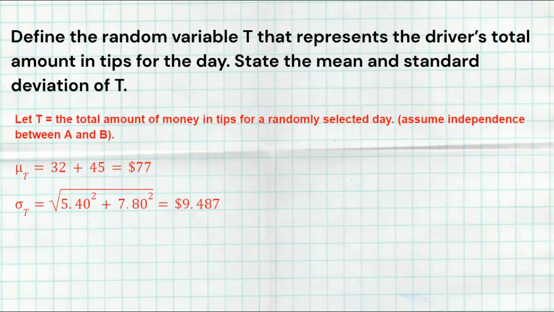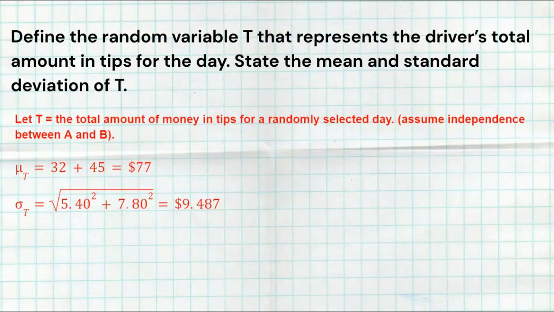All right, the mean is really, really simple. $32 in the morning, $45 is the expected value in the afternoon. Add those together, so he would expect $77 for the entire day. Very simple. Standard deviation, this is what we've got to remember, a really important rule. You cannot add standard deviations. You have to add their variances.